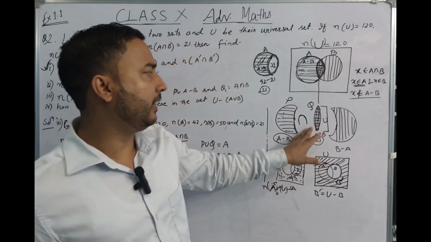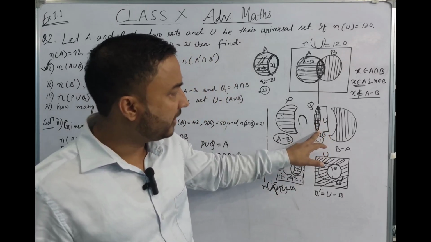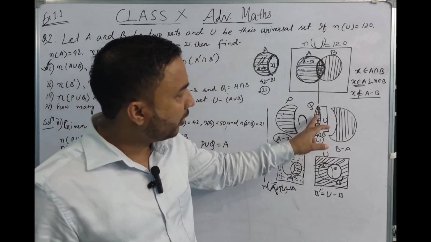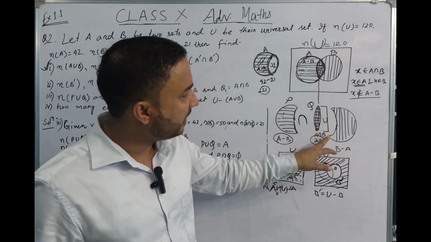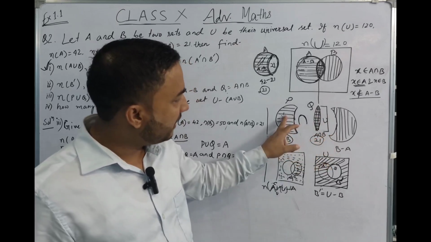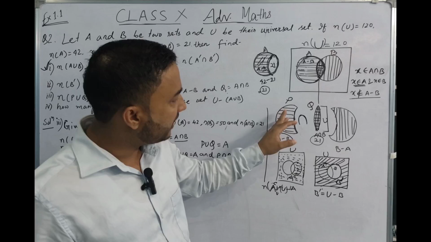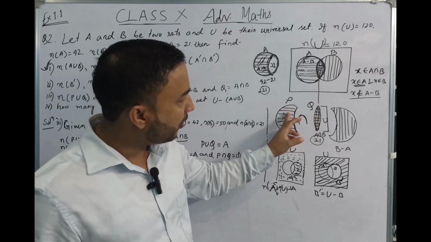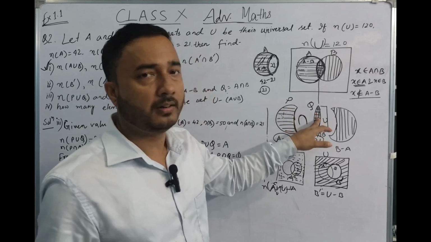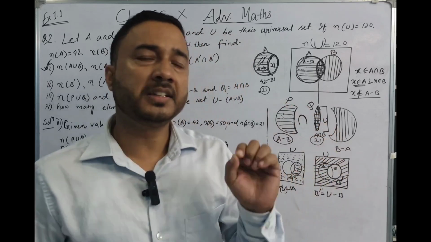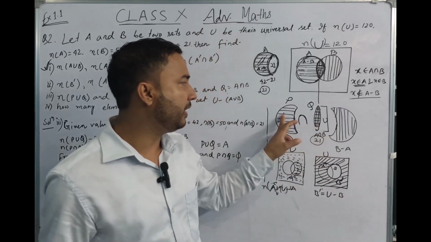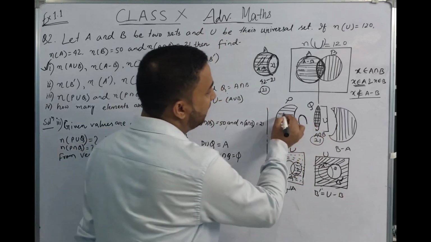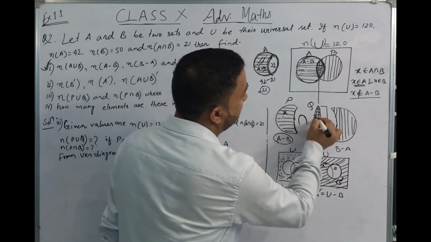How? Just see the Venn diagram. This is A intersection B. That means here the elements are common to both the sets A and B. It means these elements are there in the set A and in the set B also. But these elements are only in A. That means there is no common element. If it is common to A and B, then it should be here. If the element is in A and B, then it should be in A intersection B. It will not be here. So any element, if X is here, then X cannot be here.